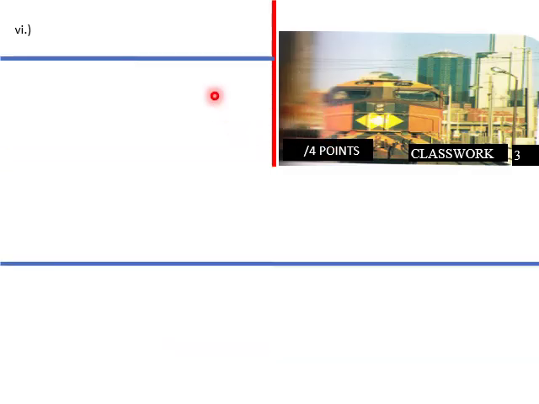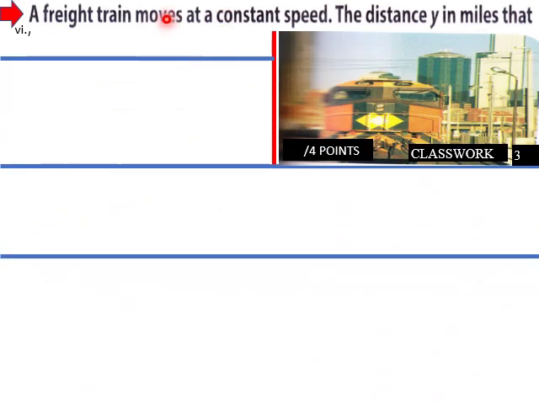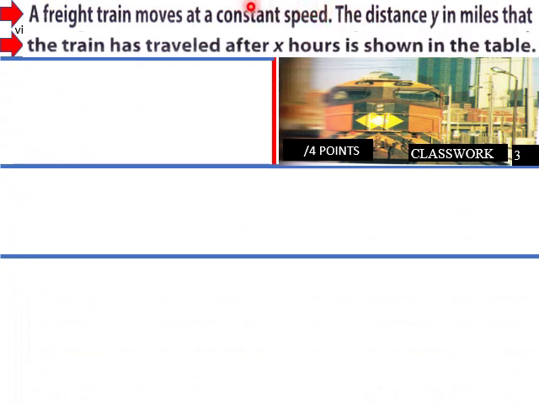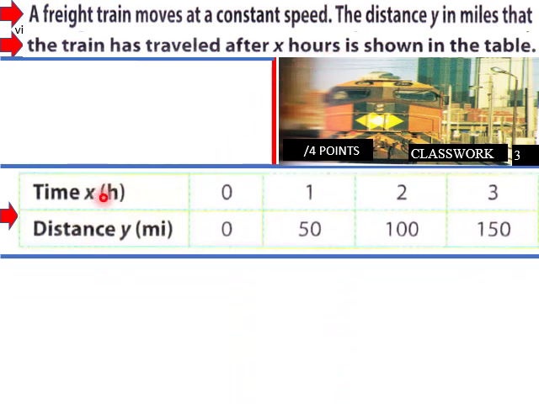Okay, moving on now to our next problem here. A freight train moves at a constant speed. The distance y in miles that the train has traveled after X hours is shown in the table. So here's our time up here: 1 hour, 2 hours, 3 hours, and then our distance: 0, 50 miles, 100 miles, 150 miles.